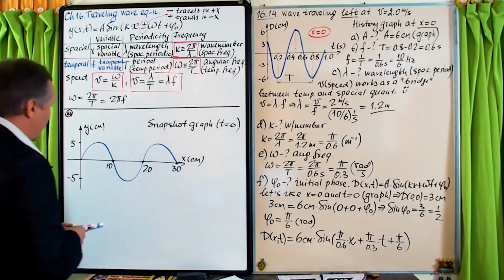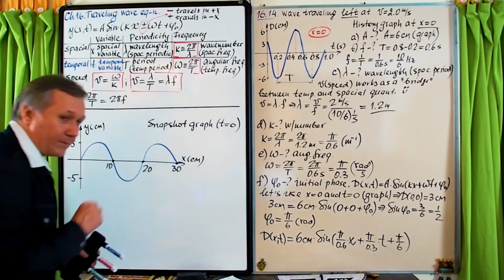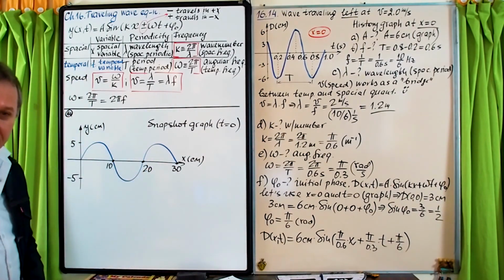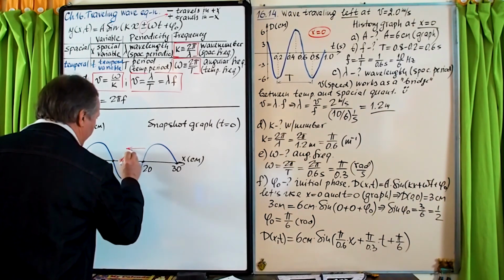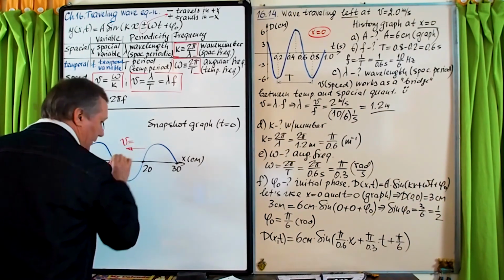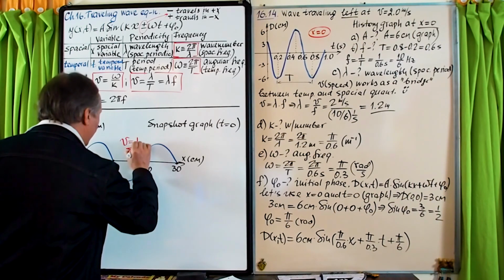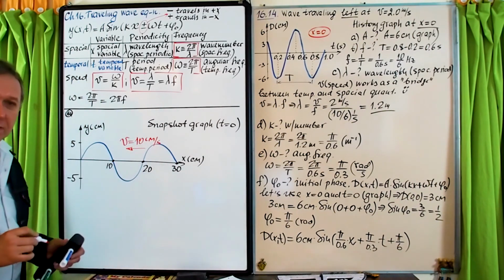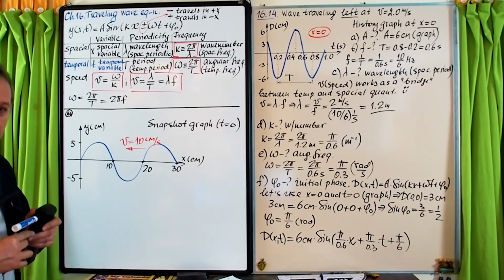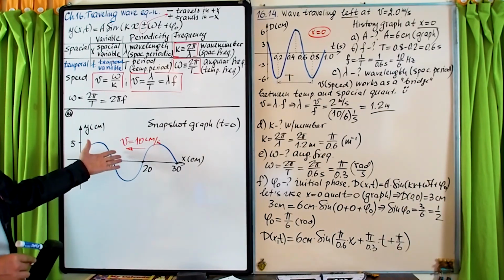Okay, and what else is given? This wave travels this way. So v equals 10 centimeters per second. So this additional piece of information is given, and you see the direction of propagation.